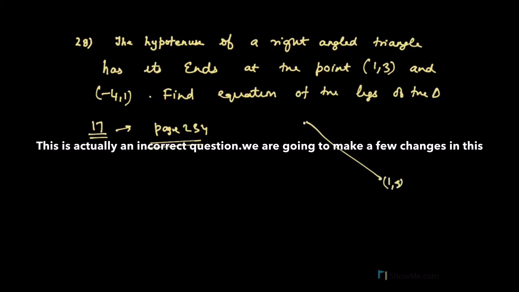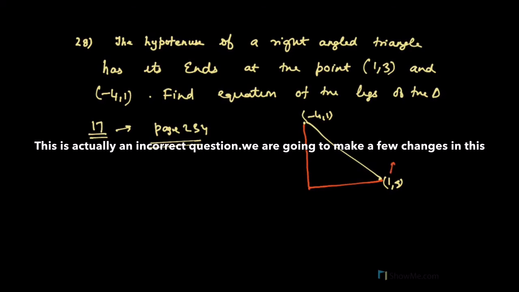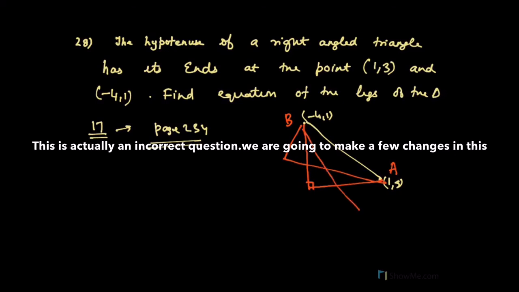So, let me tell you first why this is impossible to do. Suppose you have (minus 4, 1) and (1, 3). You are drawing a right angle triangle. How many right angle triangles are possible? There are actually infinite right angle triangles. Let me show you a few of them. This is one right angle triangle. Now, if you try to draw more, you will get one more like this. In fact, there will be infinite right angle triangles, and they will all lie on that circle.